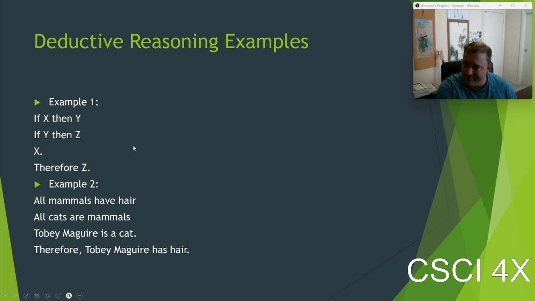So if x then y, if y then z, x is true, therefore z is true. This is a valid argument. Now you guys tell me valid, invalid, or sound. Right? Is this invalid? Is it valid but not sound, or is it valid and sound? All mammals have hair. Premise 1. Premise 2, all cats are mammals. Tobey Maguire is a cat. Therefore, Tobey Maguire has hair. So premise 1, premise 2, premise 3, and a conclusion that follows from the 3 premises.